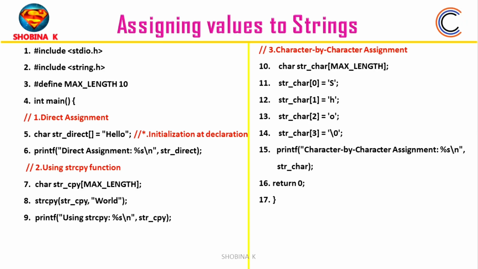In this part, each character of the string "sho" is assigned individually to the character array strchar. First, 's' is assigned to strchar[0], then 'h' is assigned to strchar[1], and finally 'o' to strchar[2]. After assigning these characters, the null terminator is explicitly added at strchar[3], which marks the end of the string. And when printed using the printf function, strchar displays the assigned string "sho".